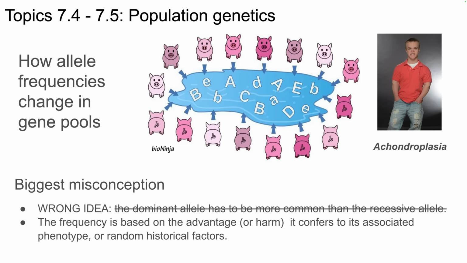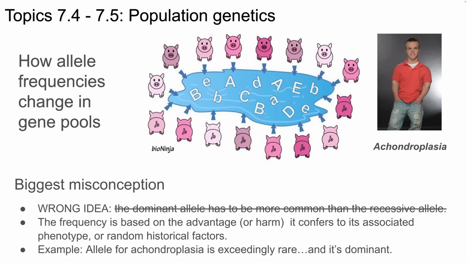The frequency of an allele is based on the advantage or harm it confers to its associated phenotype, or random historical factors. Dominant alleles are not necessarily common, and they don't grow in frequency over time. An example for that is the allele that causes achondroplasia is a dominant allele, and it's exceedingly rare.